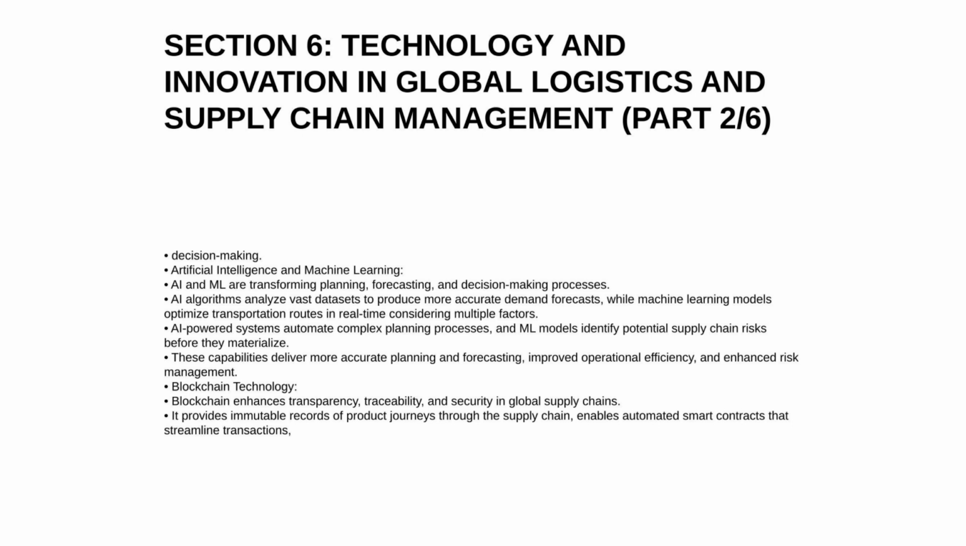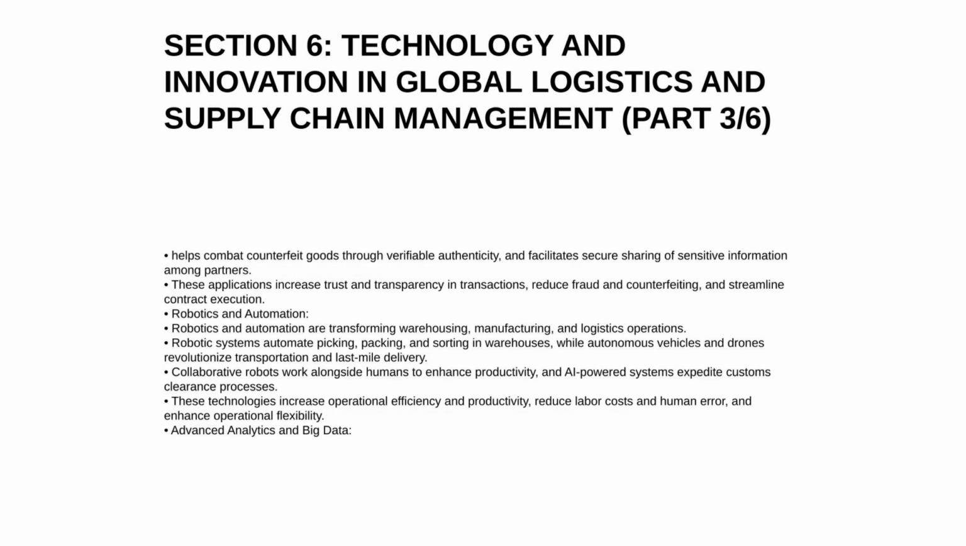Blockchain technology. Blockchain enhances transparency, traceability, and security in global supply chains. It provides immutable records of product journeys through the supply chain, enables automated smart contracts that streamline transactions, helps combat counterfeit goods through verifiable authenticity, and facilitates secure sharing of sensitive information among partners. These applications increase trust and transparency in transactions, reduce fraud and counterfeiting, and streamline contract execution.